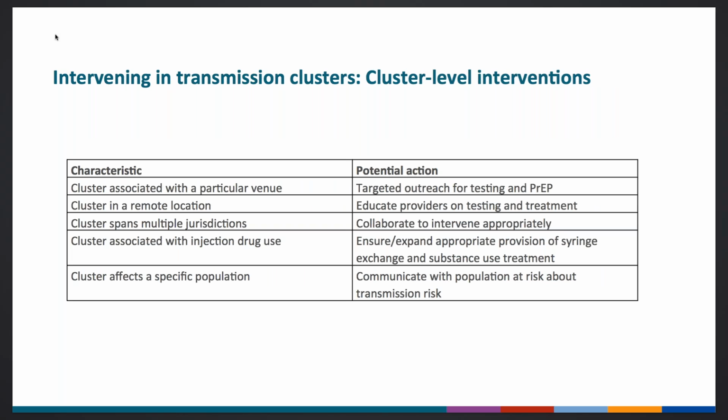There are also cluster level interventions that could occur. I mentioned a couple of these, maybe some targeted outreach. If a cluster is in a remote location, it might be important to educate providers on testing and treatment. There might be need for collaboration for multi-jurisdictional clusters. Certainly, if there's a cluster associated with injection drug use, it would be important to ensure or expand provision of syringe exchange and substance use treatment. And then potentially communication efforts with population at risk about reducing risk.